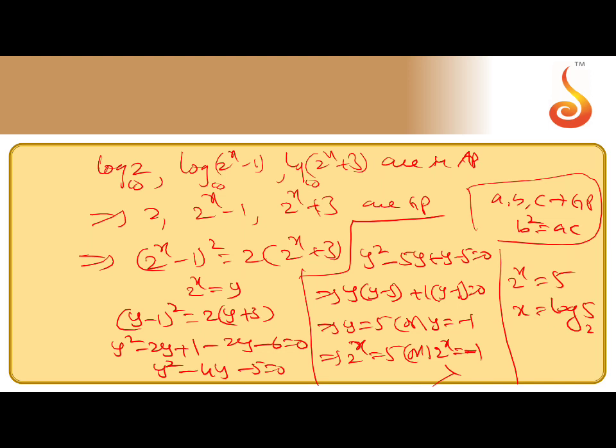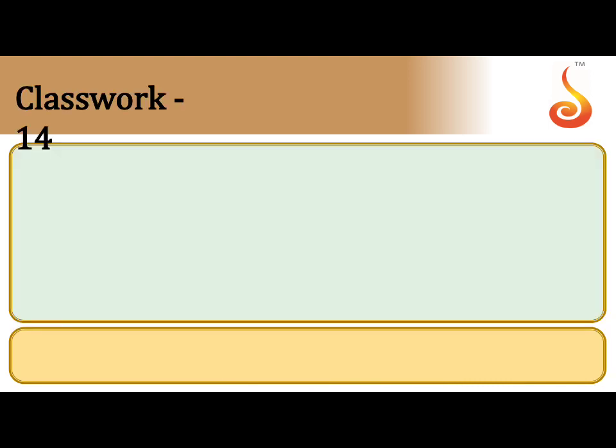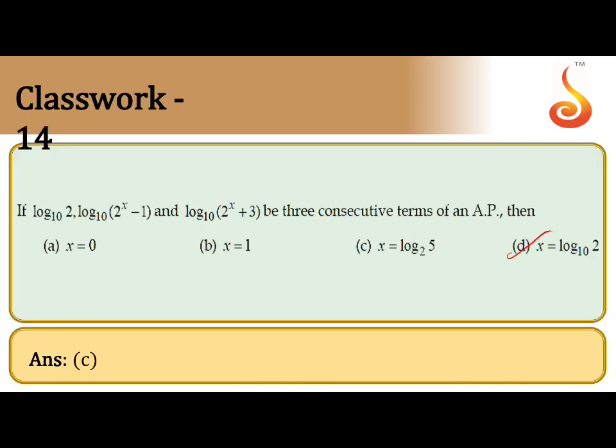I hope you understand this one. First of all, the logs of the numbers are in AP, so the numbers will be in GP. Take the GP condition B square equal to AC. Assume that 2 power x equal to y, get a quadratic equation in y and solve for y. We got y as 5 and y equal to minus 1. Since y is nothing but 2 power x, it should not be negative, so you can't take this value. 2 power x is 5 and x equals log 5 base 2. That is the answer. Check the answer. Option C, log 5 base 2, is the correct answer. I hope you understand.